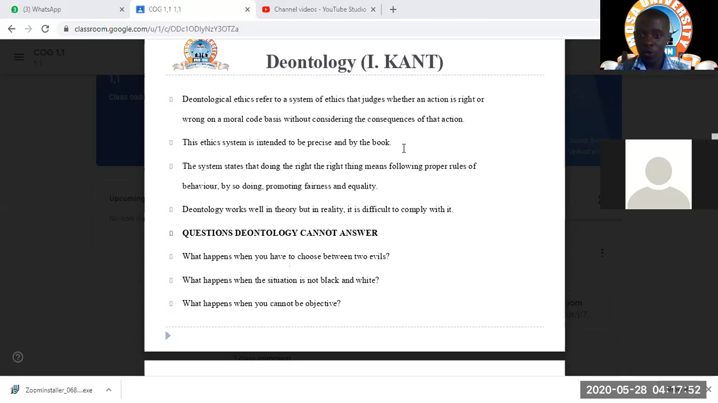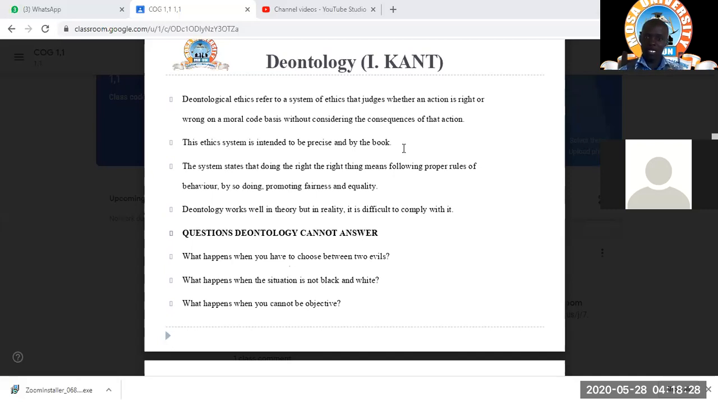We're saying deontology works well in theory, but in reality, it is quite difficult to comply with it. What this means is that it is very easy to follow books on paper. In theory, it is easy to follow this concept. But when we come to reality, there's a problem here because one is expected to reason, one is expected to be a little kind. This is what religions preach. So I think in reality, it is difficult to comply with deontology, but in theory, it is quite easy.